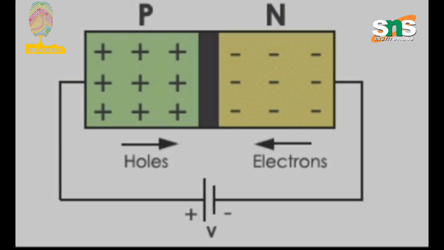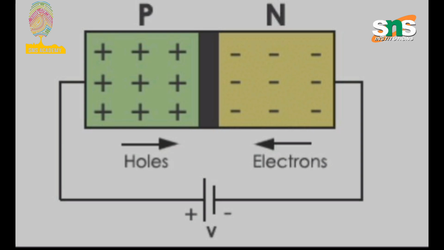A clear understanding of the junction behavior is important to analyze the working of other semiconductor devices. Let us try to understand how a junction is formed and how the junction behaves under the influence of an external applied voltage, also called bias.